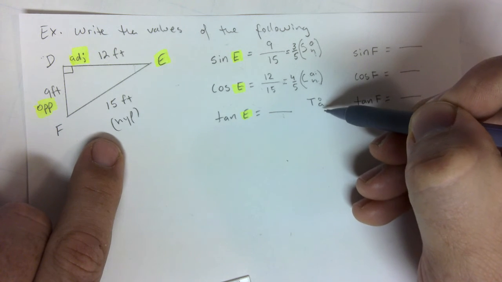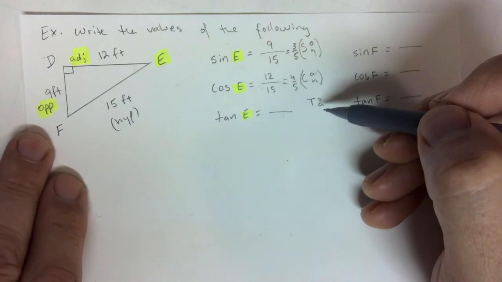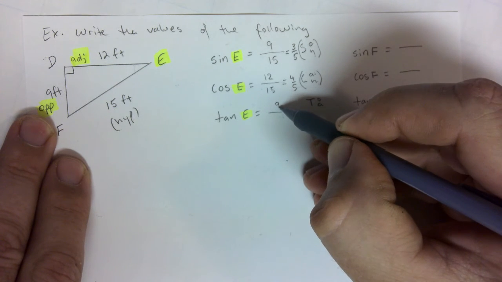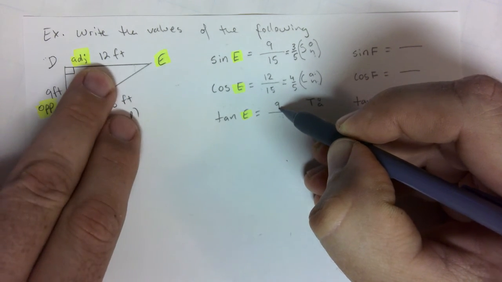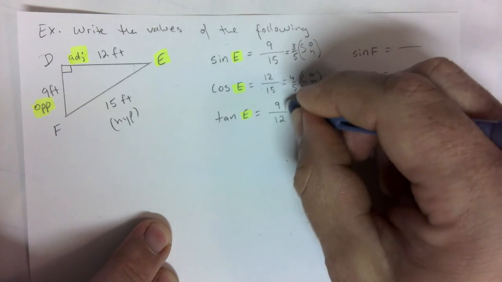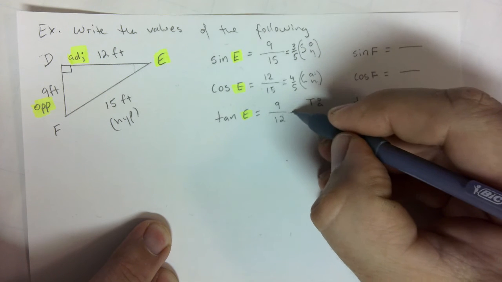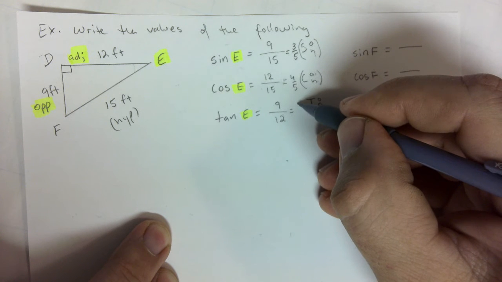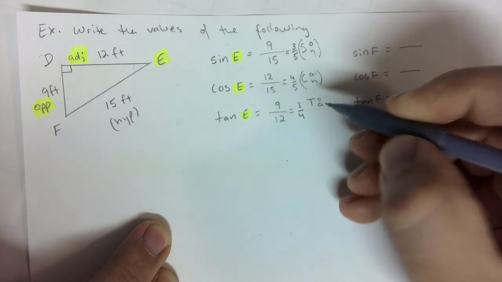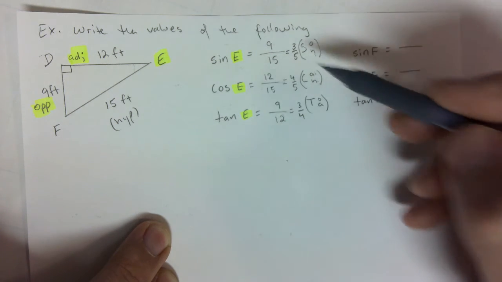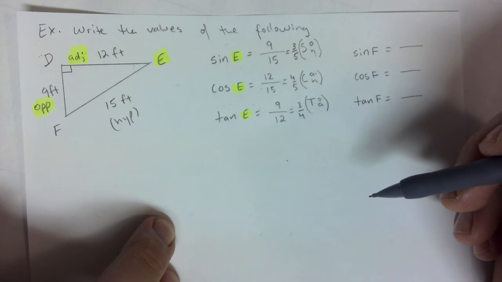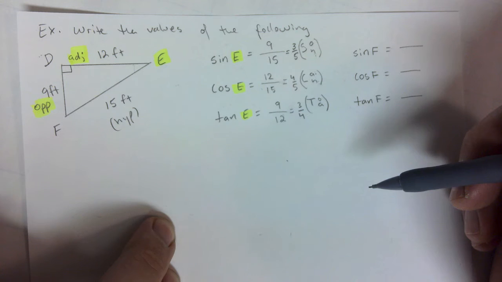Next is tangent, which is opposite over adjacent. So you go and say, okay, opposite is there. Adjacent is 12. I can reduce that as well. 3 goes into the first one, which is 3, and it goes into the other, which is 4. Right? So you have effectively filled in and written down the values for the corresponding trig ratios.